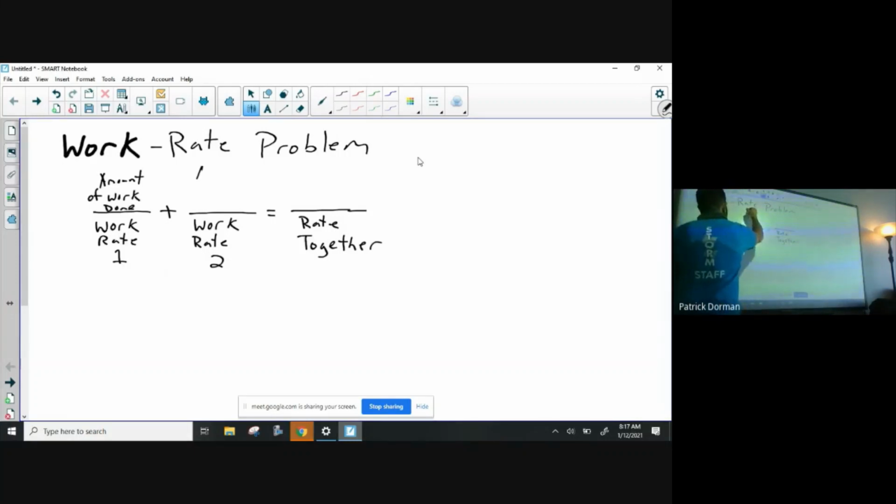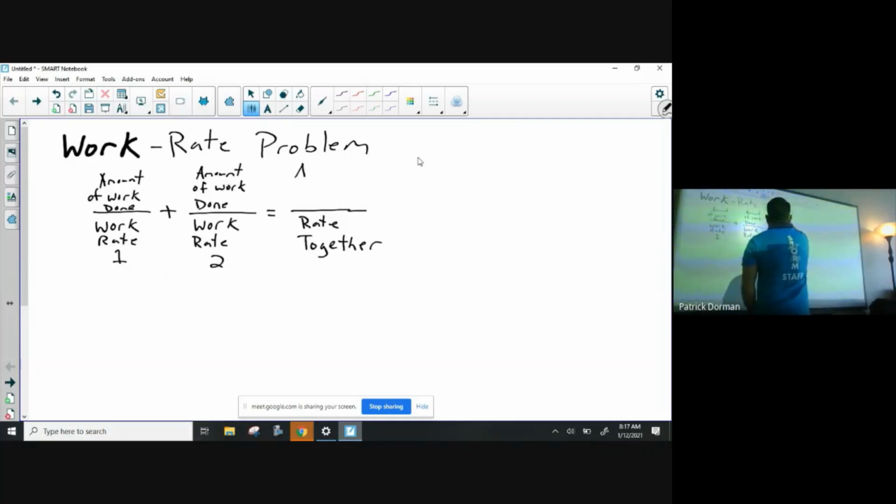And then we'll also, this will be our amount of the work done. And this one as well. These will be fairly easy to figure out what goes in our numerator. All right. So that's kind of in words the way that we're going to set these things up.